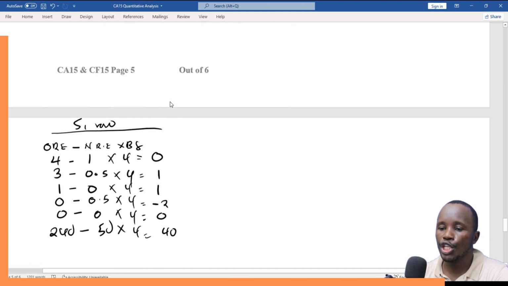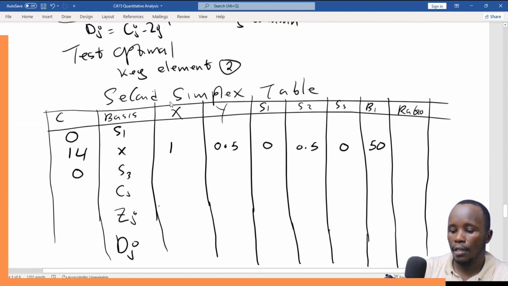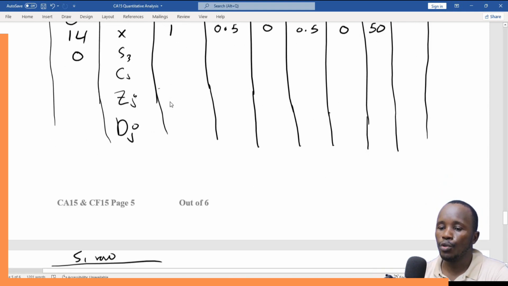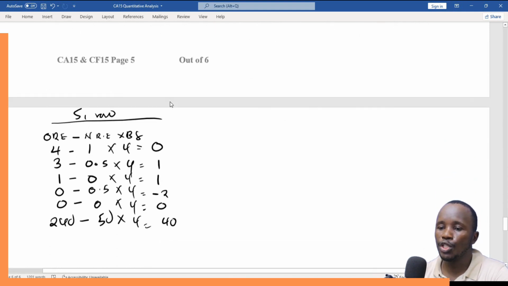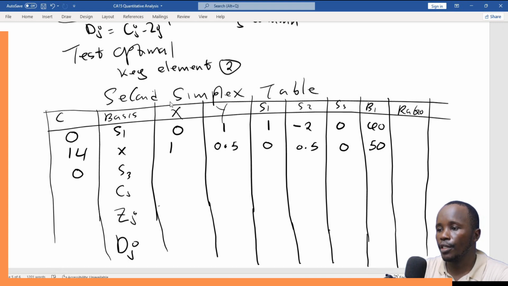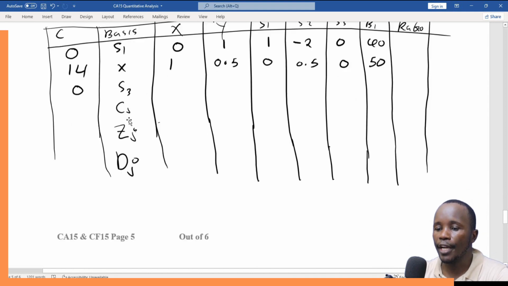This will be 0, 1, 1. I have 0, 1, 1. Then I move to negative 2, negative 2, 0, 40. Good. I need to look for the values in row 3.